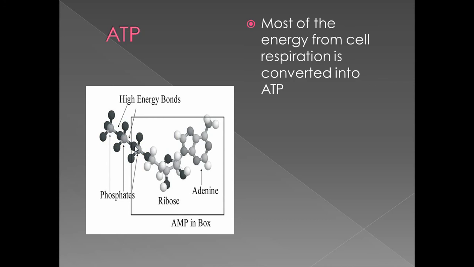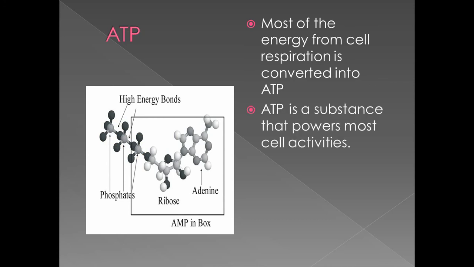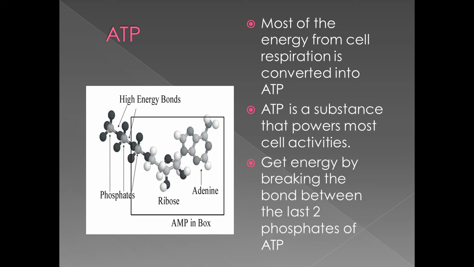Most of the energy from cellular respiration is converted into this molecule. This molecule, or ATP, is a substance that powers most cell activities. You get energy by breaking the bond between the last two phosphates of ATP. So the energy is released when this bond is broken through other chemical reactions.